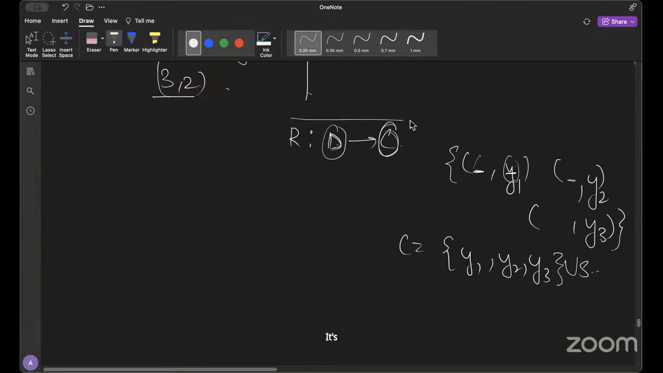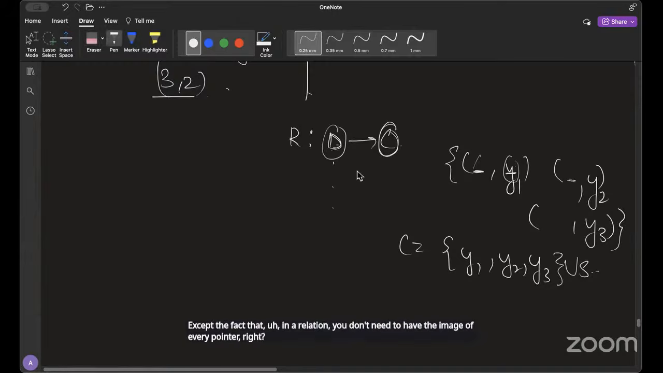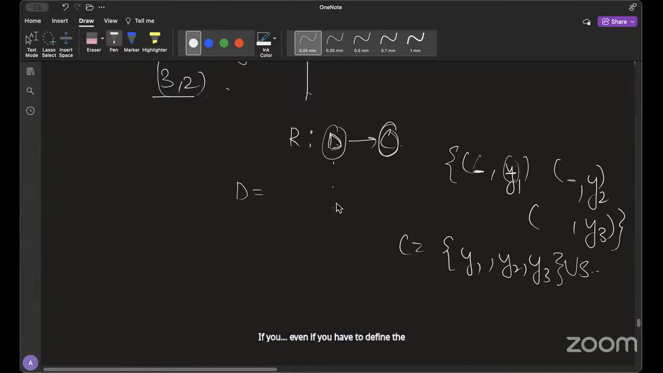A relation is taken in the same manner as a function, except that in a relation you don't need to have the image of every point here. Even if you have to define the domain of a relation, it's not necessary.